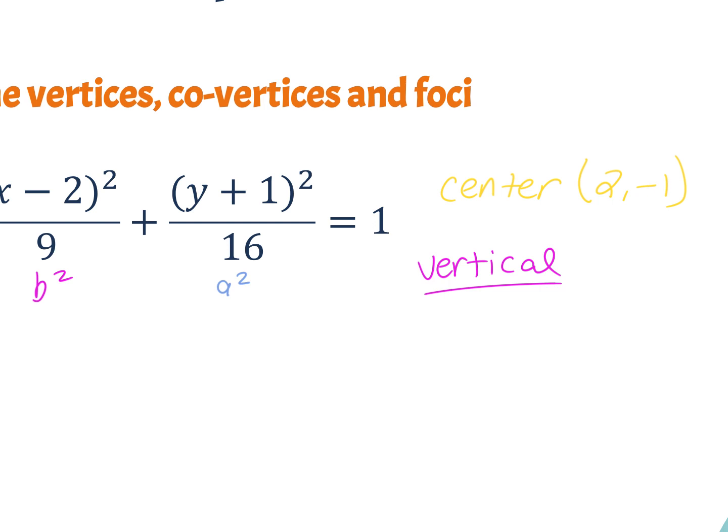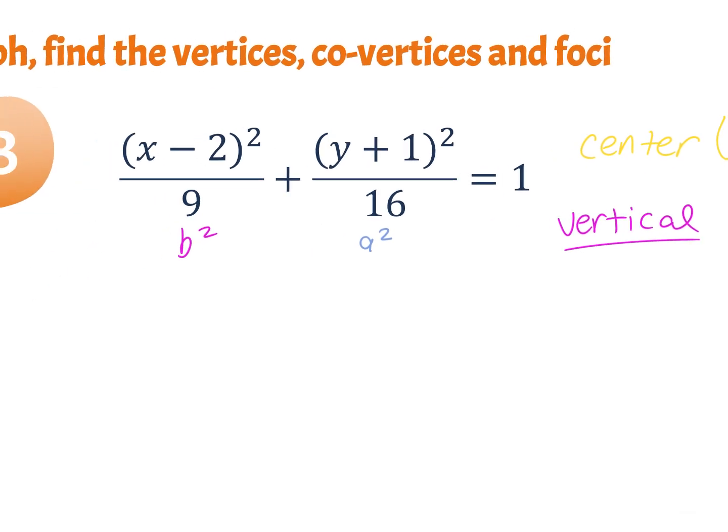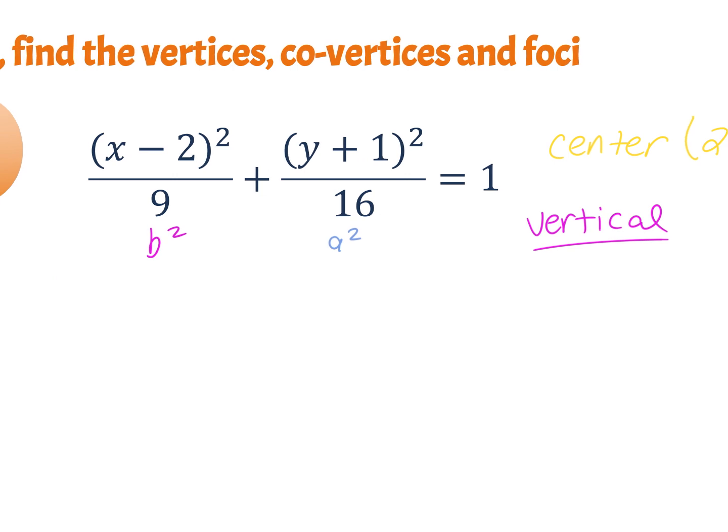So your major axis is going to have your vertices and your foci. Which one is the major axis, the x or the y? The y, because it's vertical. Okay, good. So let's talk about our a squareds and our b squareds and our c squareds. So a squared equals 16. So a is what? Plus or minus 4.